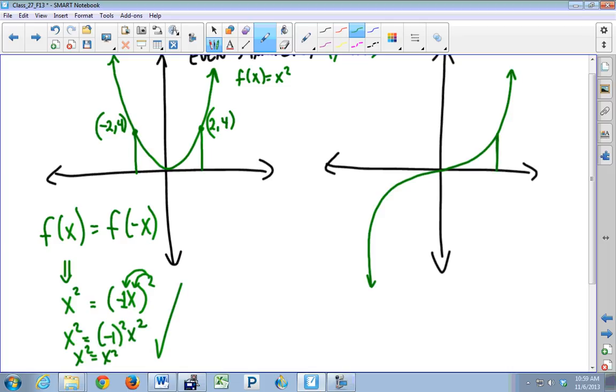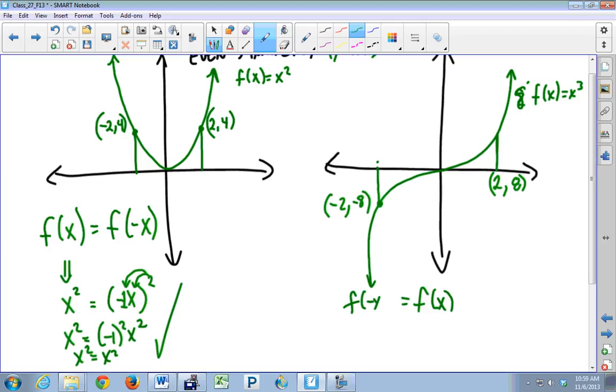So what happens when we pick a value like 2 with the function, let's call this x cubed. What happens when I pick its opposite value, -2? Where do I go? So I come back to 8, -8. So now I can't say that f of x equals f of its opposite. The y values are not equal.